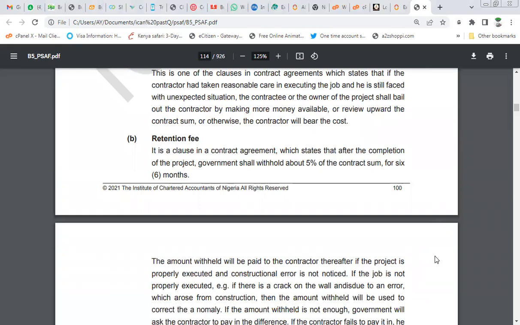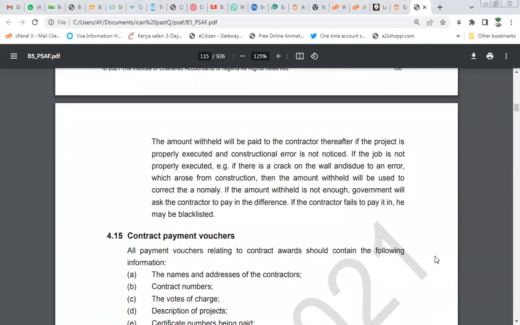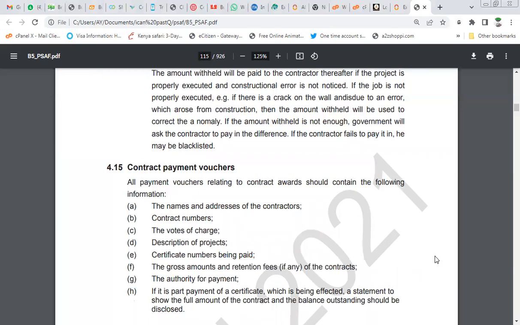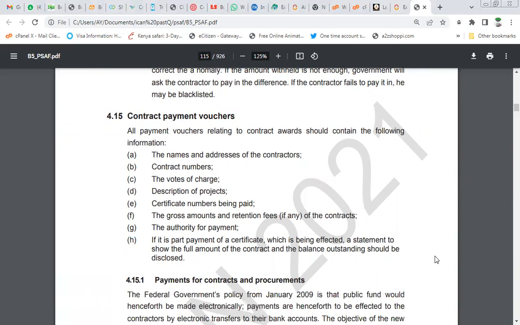It is a clause in the contract which states that after the completion of the project, government shall withhold 5% of the contract sum for 6 months. Usually we have some projects that might not be done properly, and if you have paid the whole money completely to the contractor, it might become an issue. So usually if it's a construction or an installation contract, the government will want to make sure that the item will last within the next 6 months before paying the contractor the remaining 5% of their balance. Now, let's talk of the contract payment voucher.